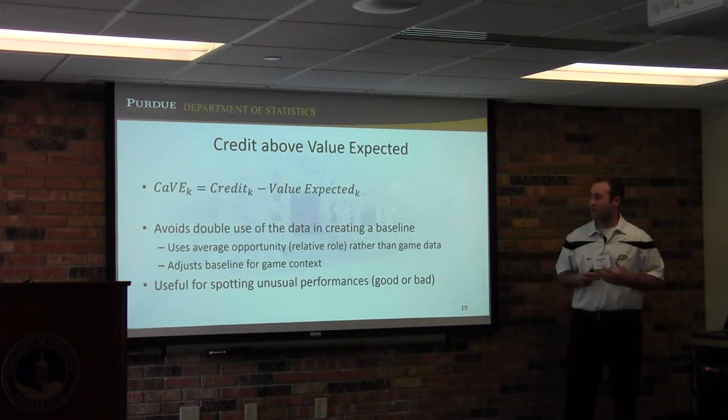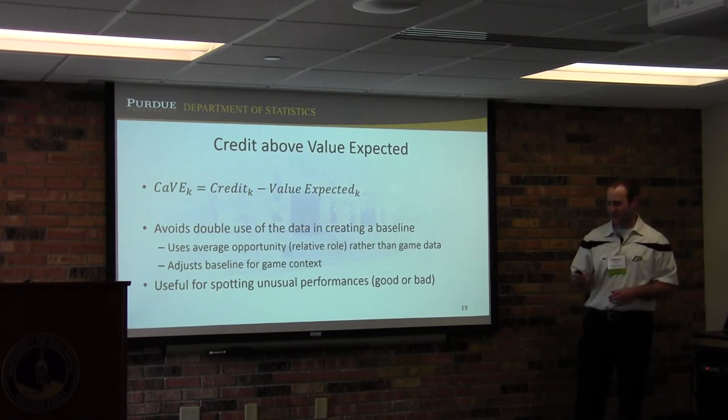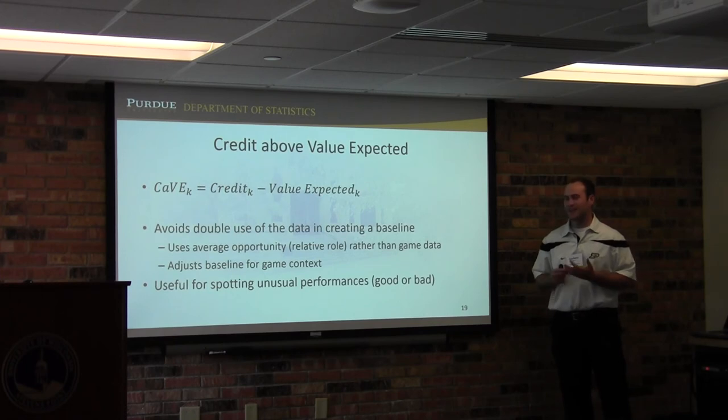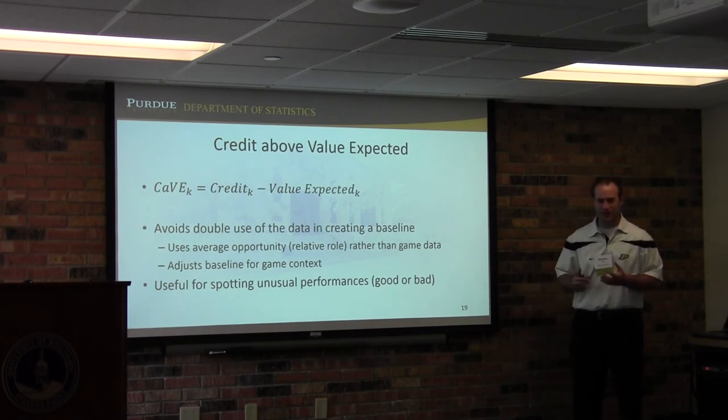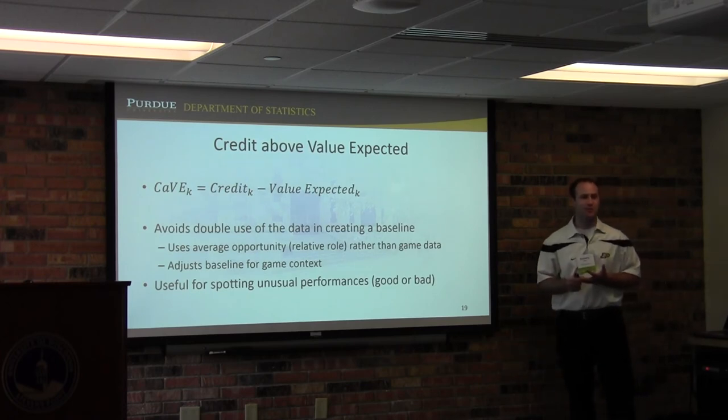And so we end up with my final metric, credit above value expected, or the CAVE rating. And it's just the difference between your credit proportion, just the raw value that you produced, minus what we thought you produced based on your opportunity. I like it because it avoids the double use of the data in creating a baseline. We can adjust for some game context. And the idea is that we should be able to spot unusual performances.